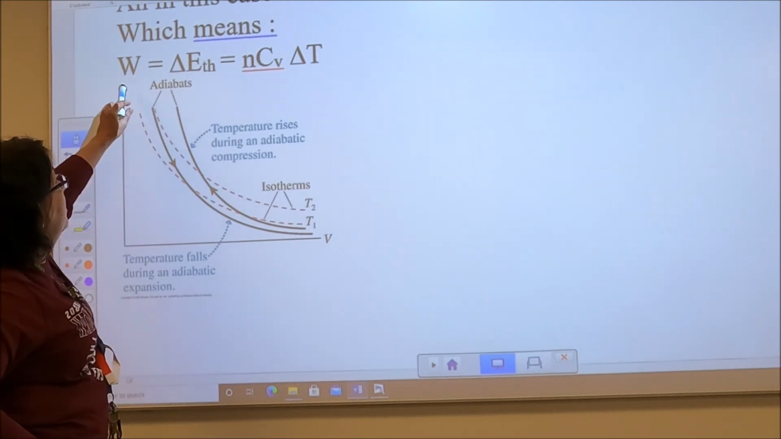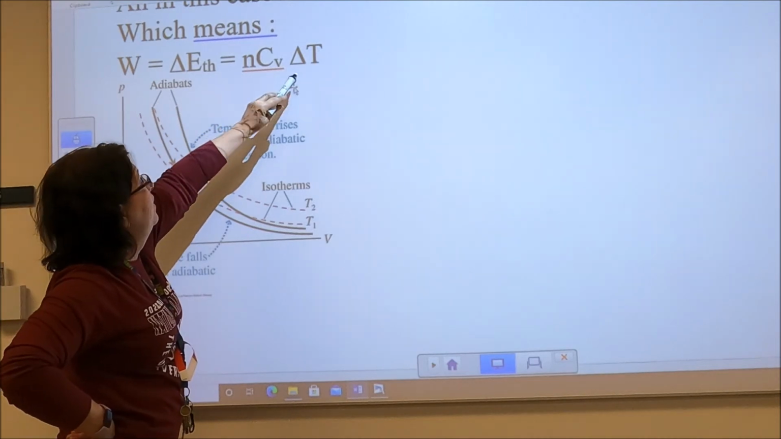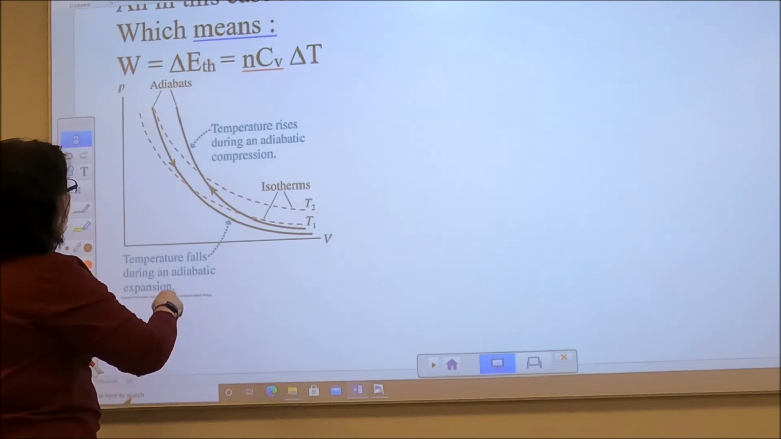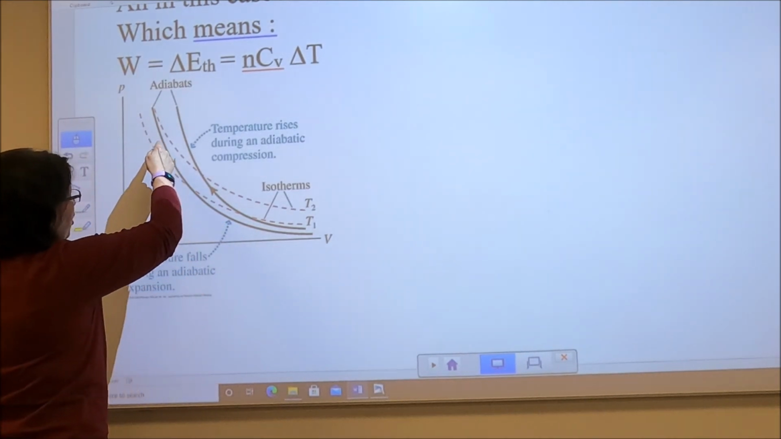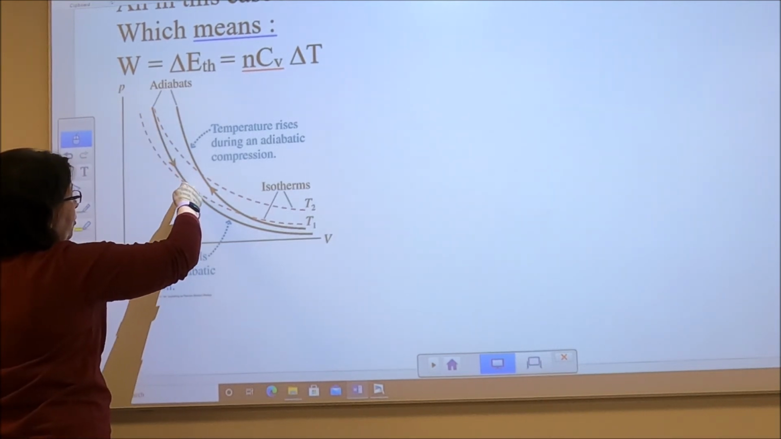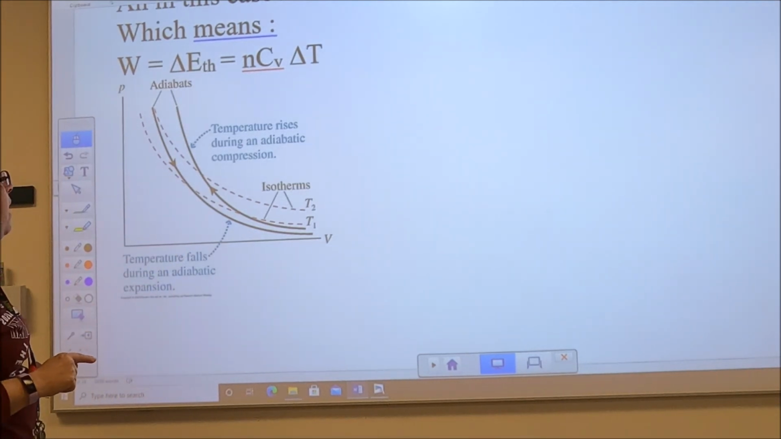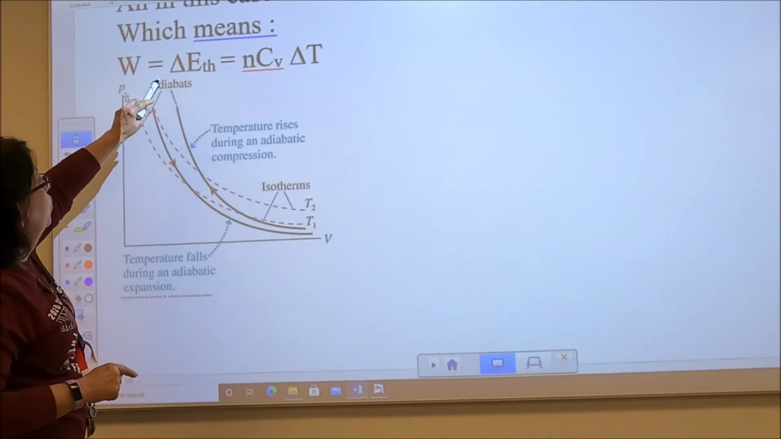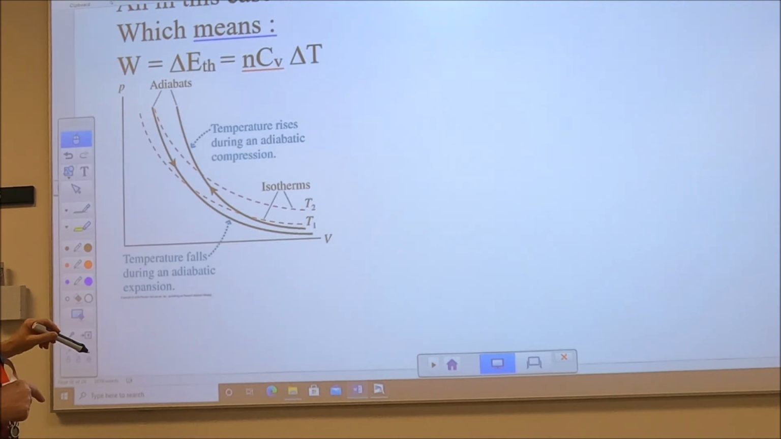How much energy change we see is in n C sub V delta T, and that tells us how much work was added in. If I look here, I have an adiabatic expansion. I go from my higher temperature to a lower temperature. That means energy is coming out of my system, okay? I'm going to have a change in thermal energy. All the energy out is work, and I can still calculate it as n C sub V delta T.